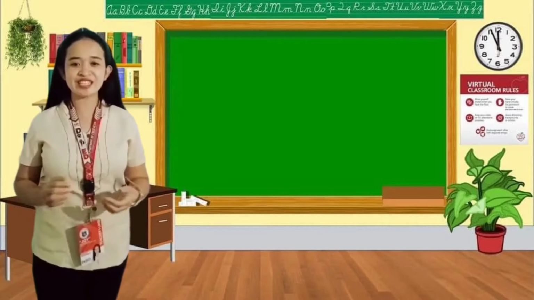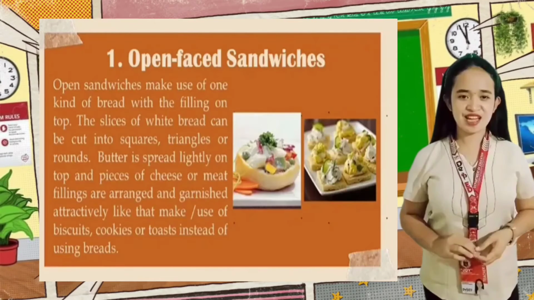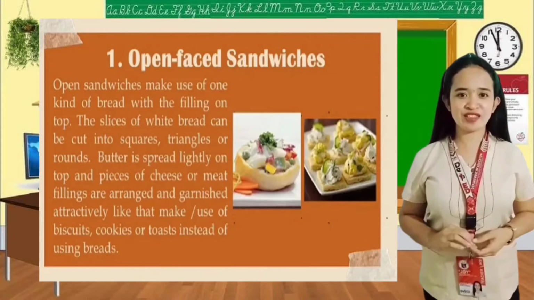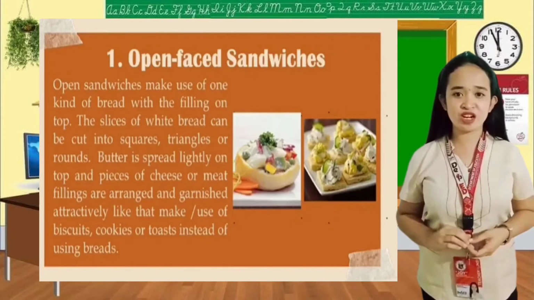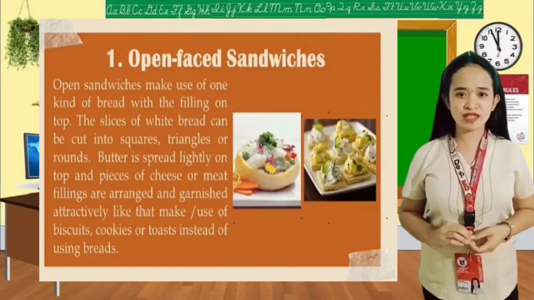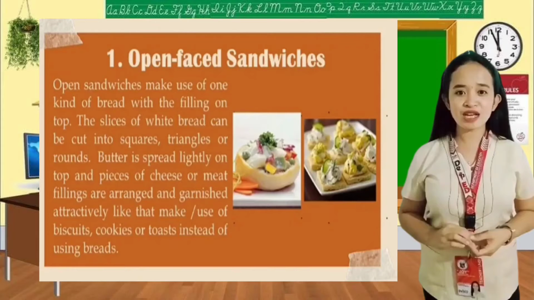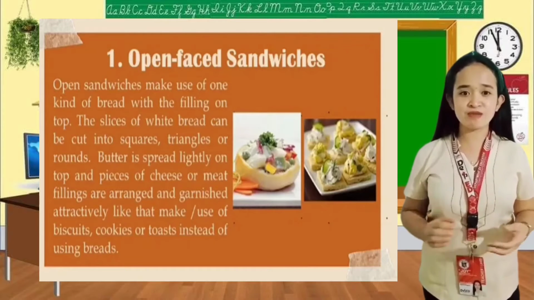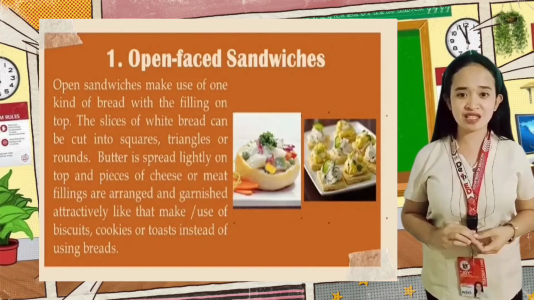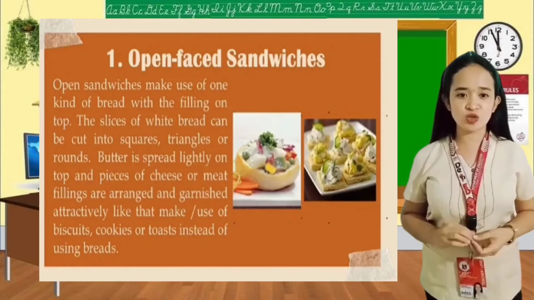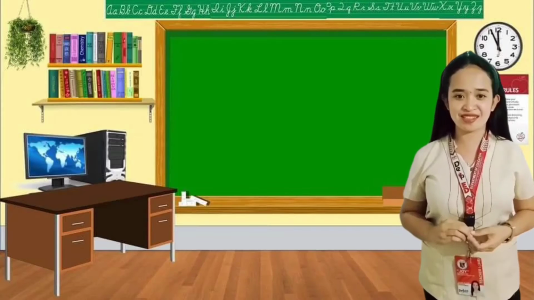Here are the different types of cold sandwiches. Number one, open-face sandwiches. Make use of one kind of bread with filling on top. The slices of white bread can be cut into squares, triangles, and rounds. Butter is spread lightly on top and pieces of cheese or meat fillings are arranged and garnished attractively. Some make use of biscuits, cookies, or toast instead of using breads.